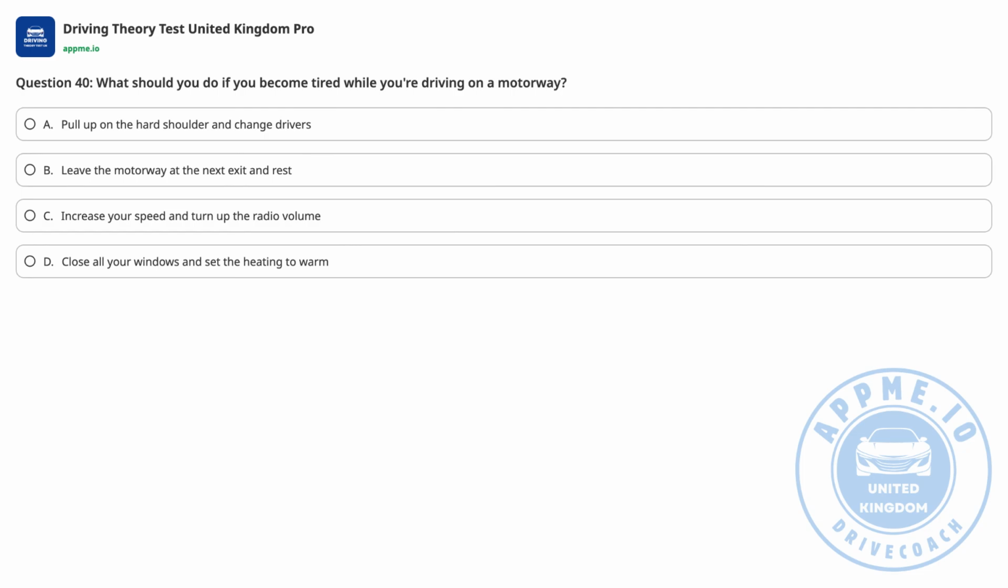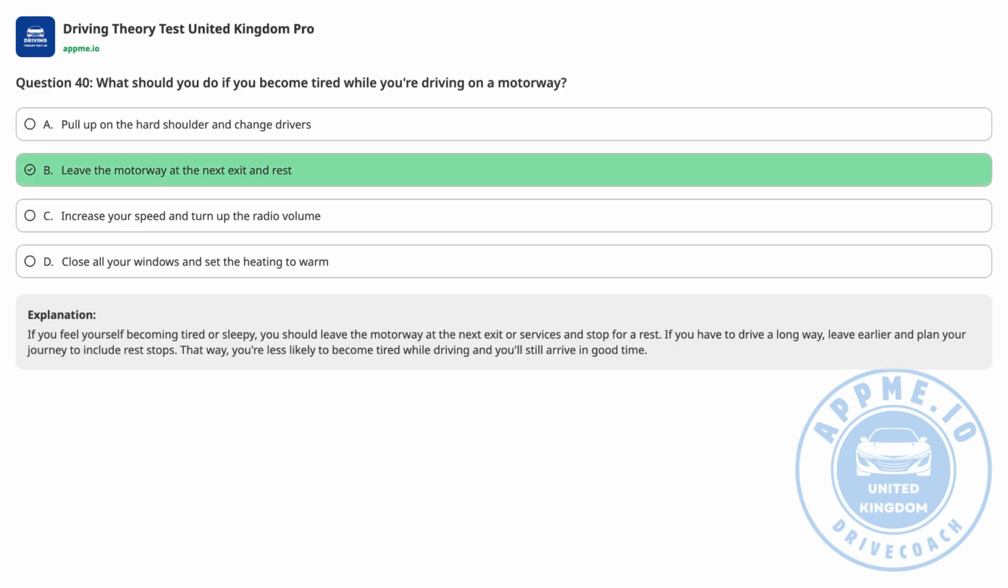Question 40. What should you do if you become tired while you're driving on a motorway? A. Pull up on the hard shoulder and change drivers. B. Leave the motorway at the next exit and rest. C. Increase your speed and turn up the radio volume. D. Close all your windows and set the heating to warm. The correct answer is B.